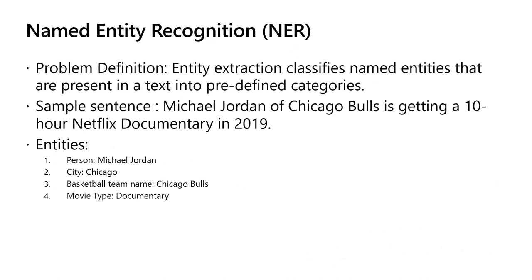The second standard NLP task is named entity recognition. It's a technique to extract entities present in a text and classify them into predefined categories. For example, for a set of predefined categories of person, city, and movie type, in the sentence "Michael Jordan of Chicago Bulls is starring in a 10-hour Netflix documentary in 2019," a well-trained named entity recognizer should be able to recognize the person name Michael Jordan, the city Chicago, and the movie type documentary.